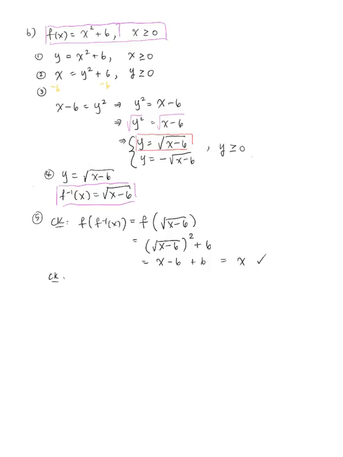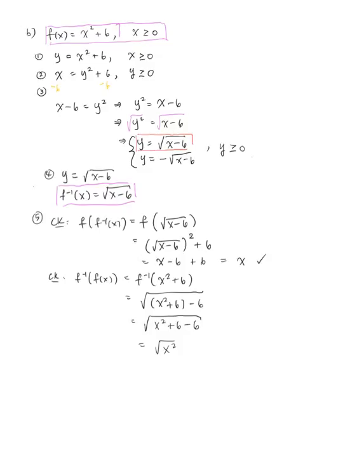Now check the other way. F inverse of f of x. So here you're going to get f inverse of f of x, where f of x is x squared plus 6. Alright, so f inverse is square root of x minus 6. So we're going to have square root of x squared plus 6 and then minus 6. Alright, so is it going to work out nicely? So this is going to give us square root of just x squared because those 6s are going to cancel each other out, right? So kill, kill.